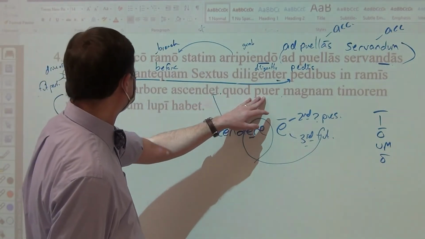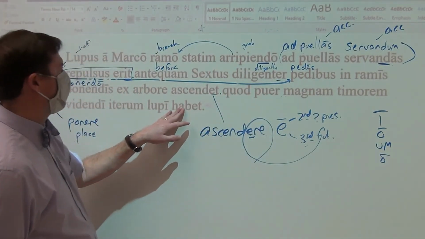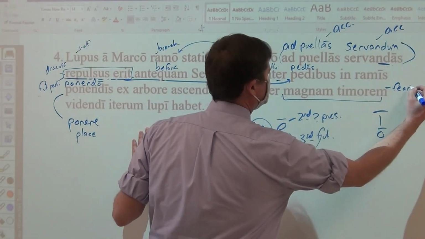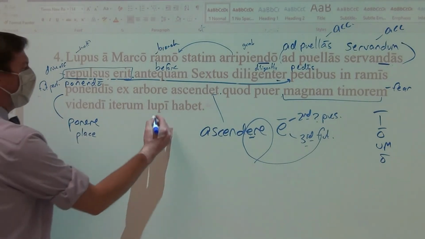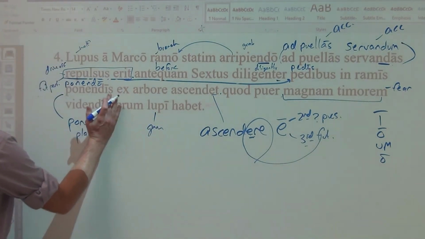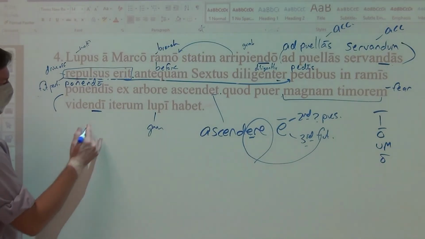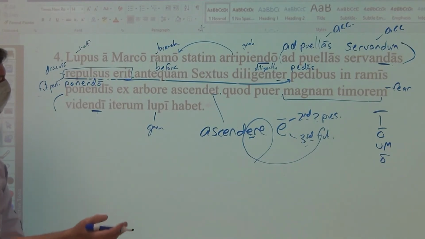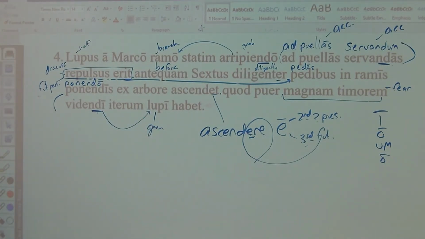Quod puer habet. Puer is our subject, and he habet a magnam timorem. This is a fear. And it is a fear lupi, genitive. Now here we see videndi, which is a gerund or a gerundive. Indi. And remember, gerunds are nouns, gerundives modify. Could this be modifying lupi? Indeed it is modifying lupi.